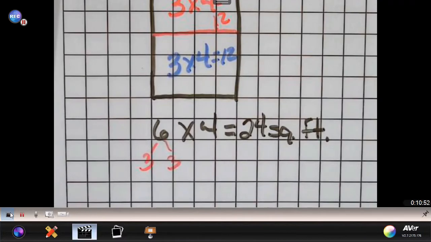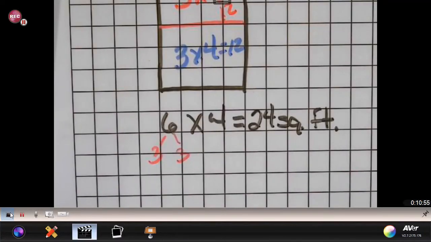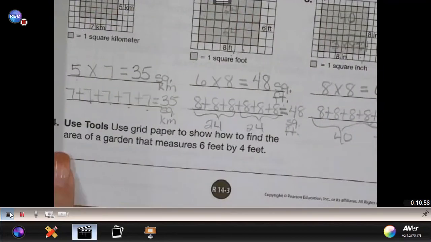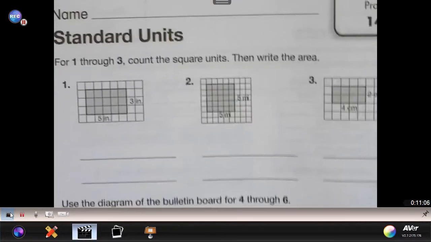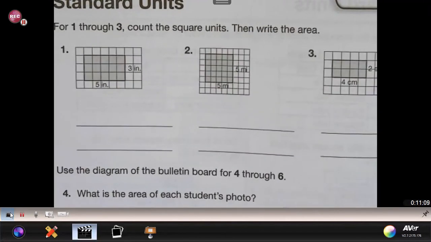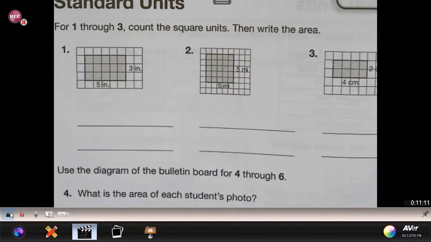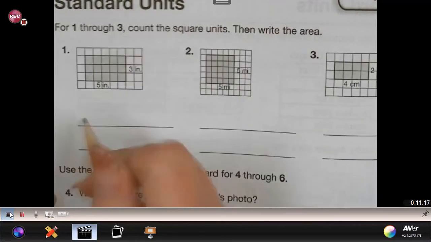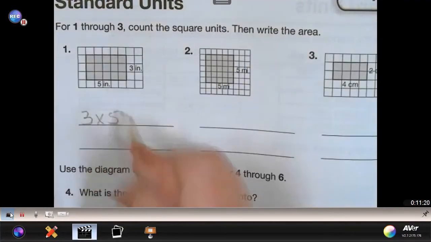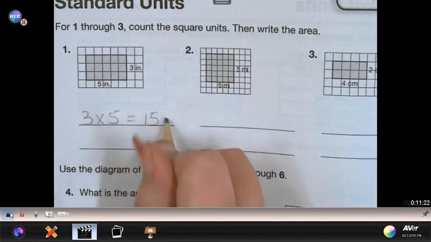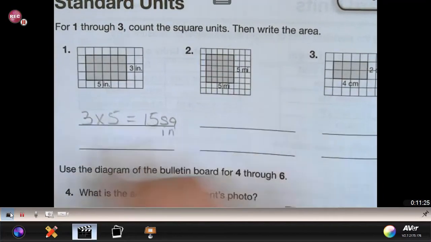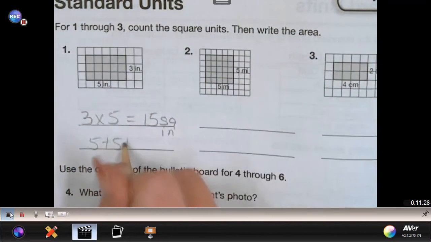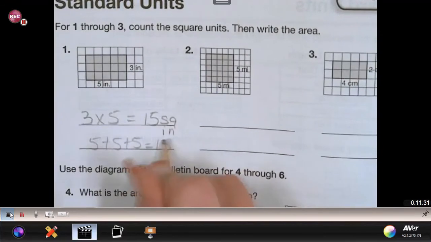Okay? So that is problem number 4. And you're also going to make sure and do that on grid paper. For number 1, 2, and 3, we know that 3 times 5 is 15. And if 3 times 5 is 15, we have 15 square inches here. And 5 plus 5 plus 5 is going to be 15.